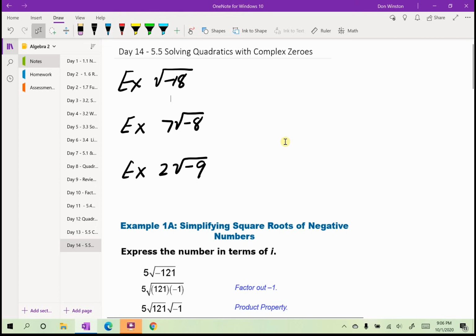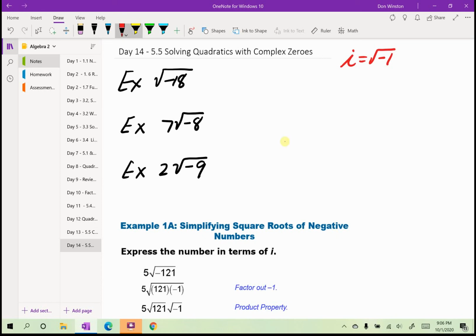Okay, hello everyone. Yesterday we looked at operations with complex numbers. Today we'll look at solving quadratics with complex zeros. But before we get to that, some introductory material. To recall, yesterday we learned that i is equal to the square root of -1. Okay, so keep that in mind. That's going to be very important for today's lesson.